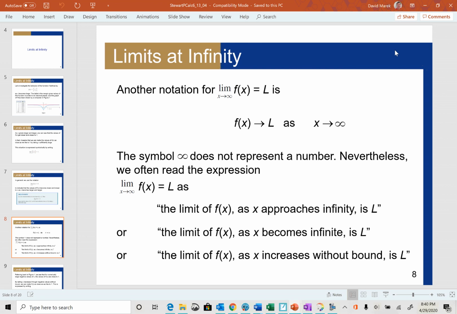Oh look, there's different ways of reading it. The limit as x approaches infinity is L. The limit of f of x as x becomes infinite is L. Oh, and here's this one. Fancy wordage. As x increases without bound. Isn't that nice?